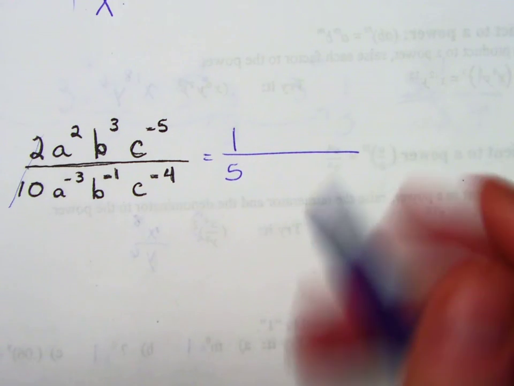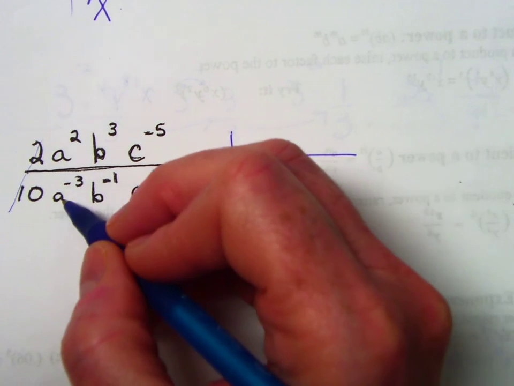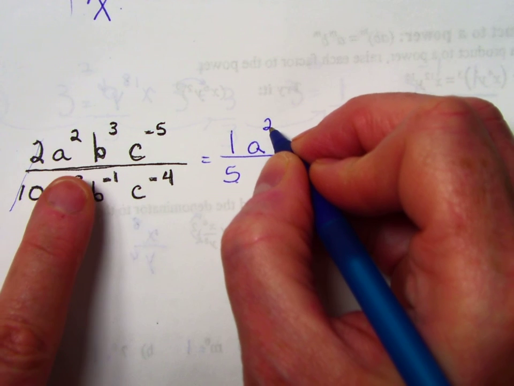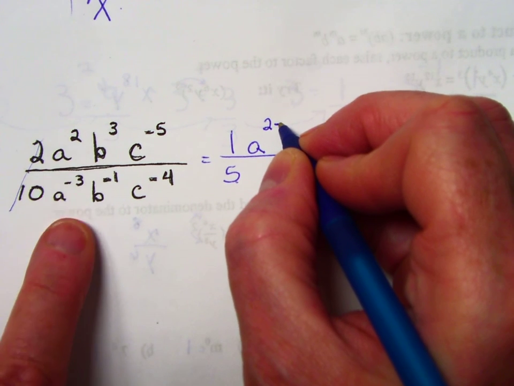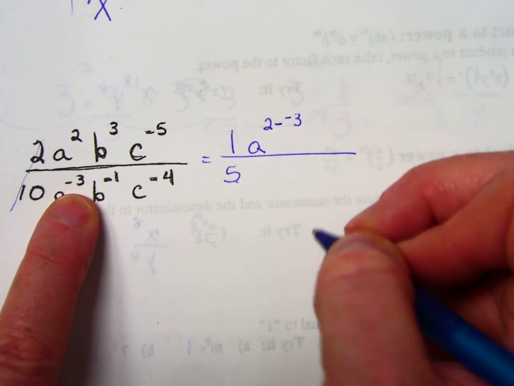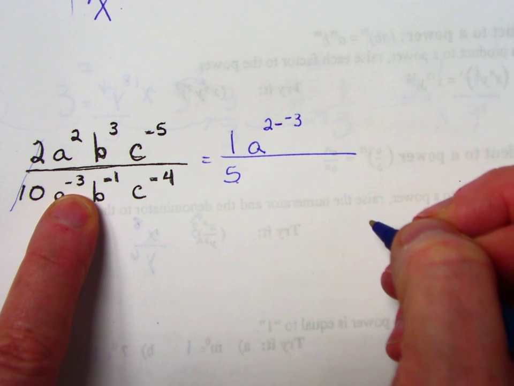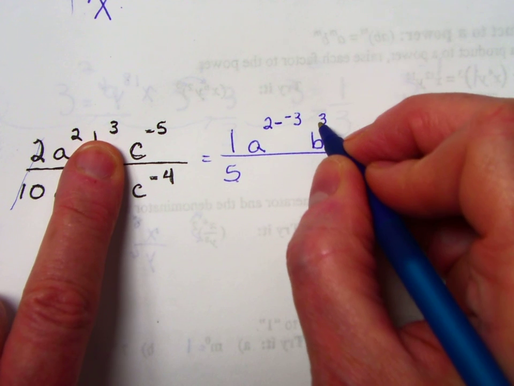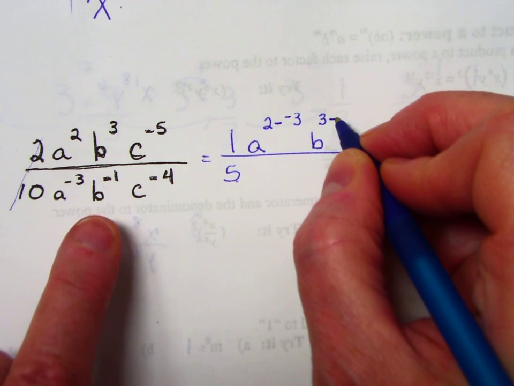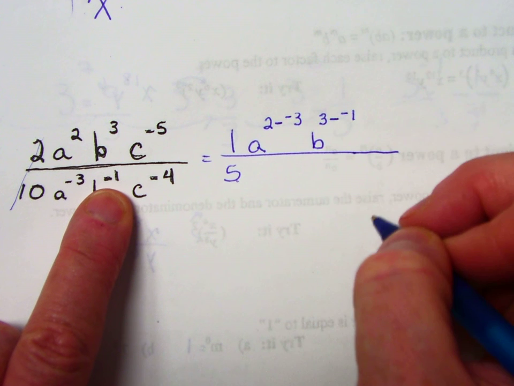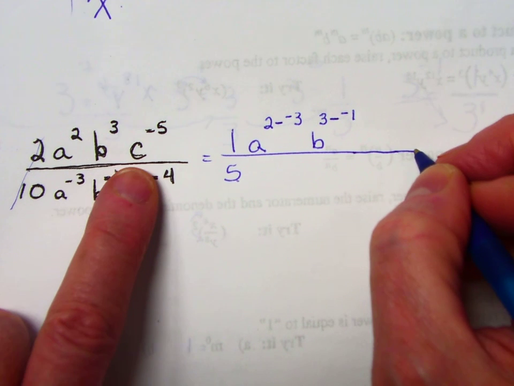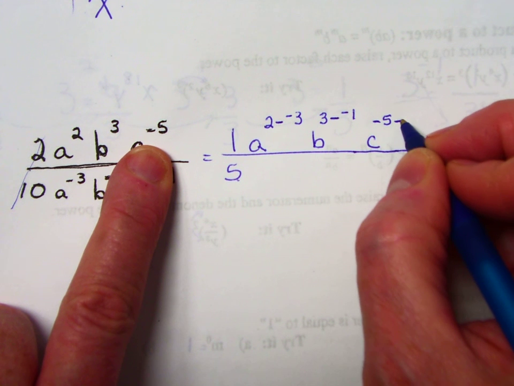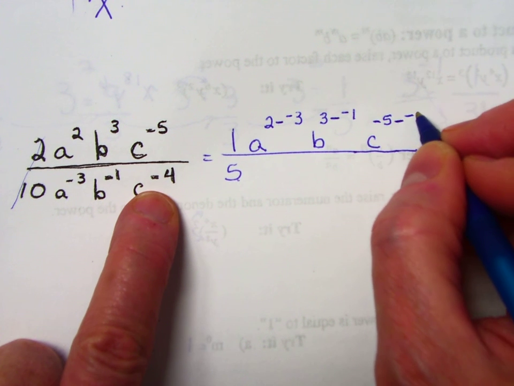Okay, I promise. So I did the fraction, and now I'm going to look at my variables. I have an a, and it's a positive 2. Don't forget your minus sign, and then the negative 3. You see what I'm saying? Let's go to the b values now. I have a positive 3, I have a minus sign, and then I have the negative 1. I have a c, and it had a negative 5 minus this negative 4.